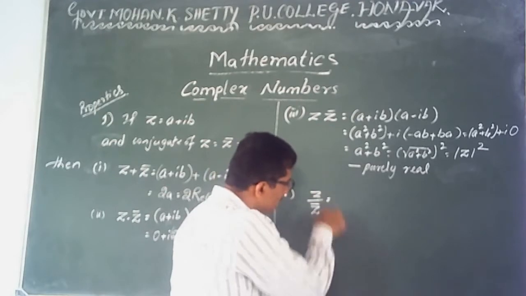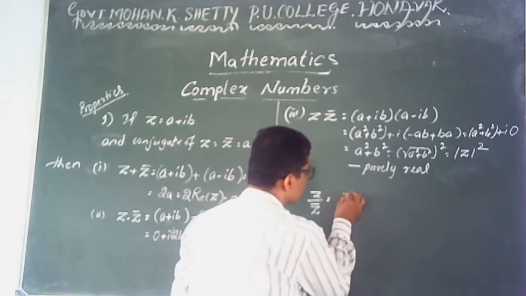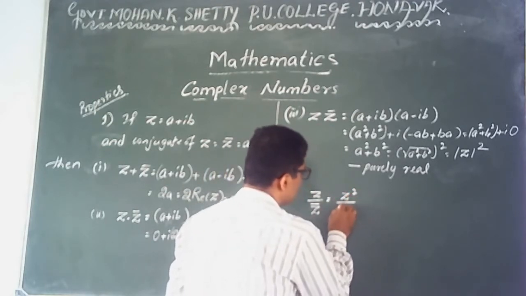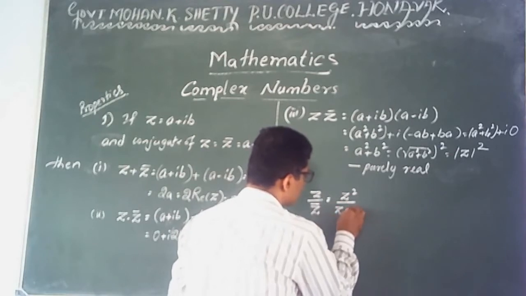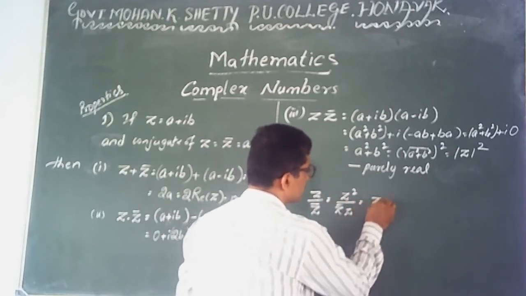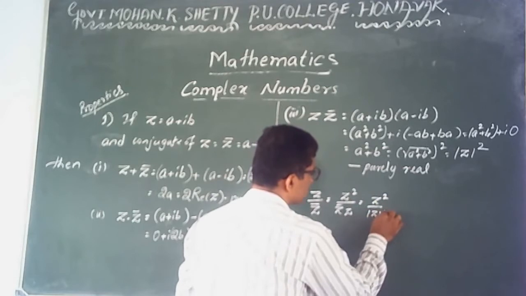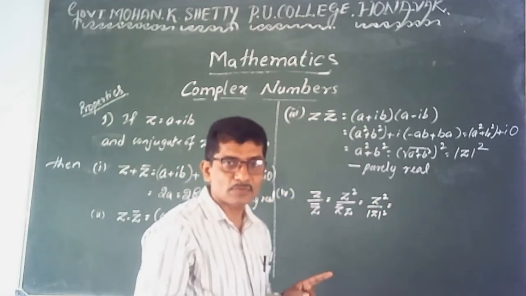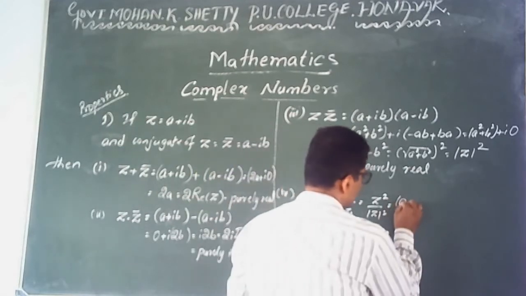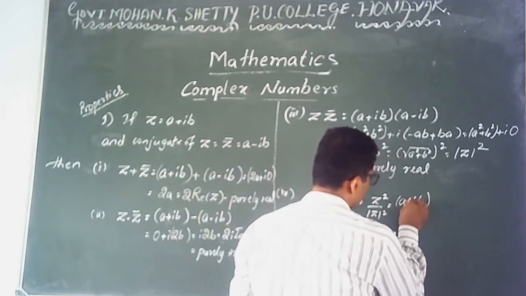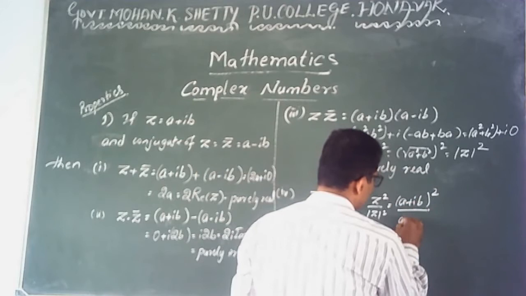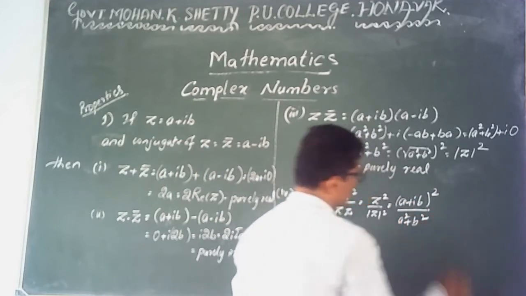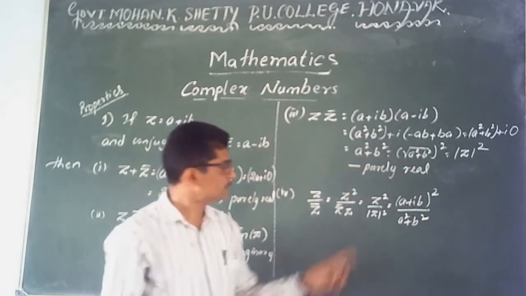We multiply and divide by z. What do we get? z square divided by z into z bar. Its value is z square divided by modulus of z whole square. What is z square? a plus i b whole square. This value is a plus i b whole square divided by a square plus b square. Is it clear? Just right.